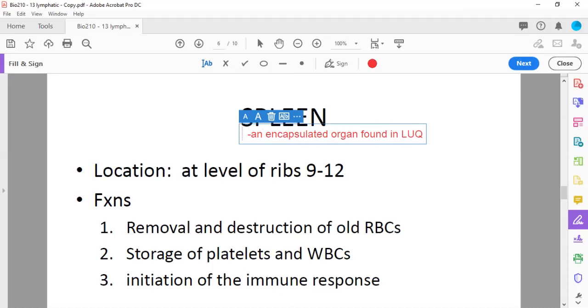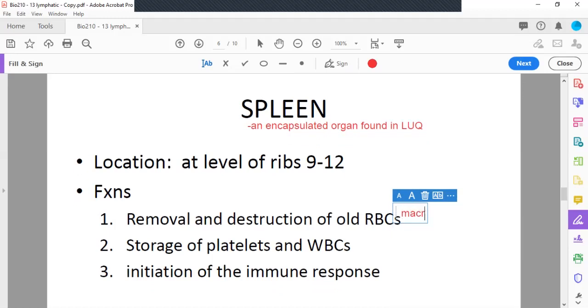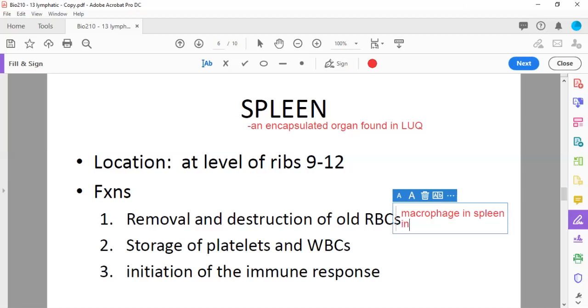The functions of the spleen are removal and destruction of old RBCs. If you recall what I said, the macrophage in the spleen, a type of white blood cell, is involved with the breakdown of old RBCs.